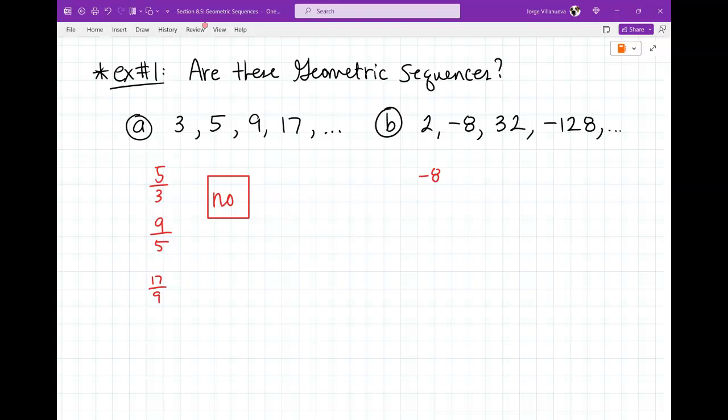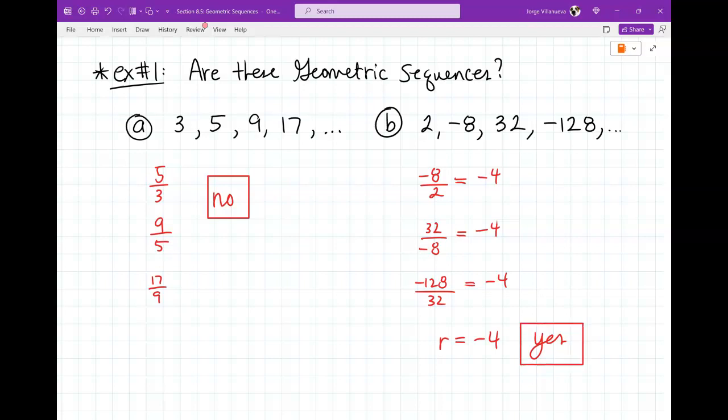Negative 8 divided by 2, that's negative 4. The next one, 32 divided by negative 8, that's also negative 4. Negative 128 divided by 32 also is negative 4. So when I divided the right number by the left number, negative 8 divided by 2, 32 divided by negative 8, negative 128 divided by 32, my value is negative 4 consistently. That means that R must be negative 4, so this is a yes.